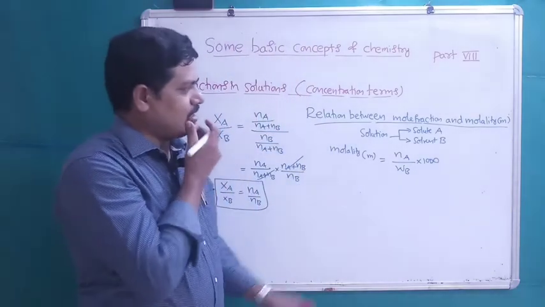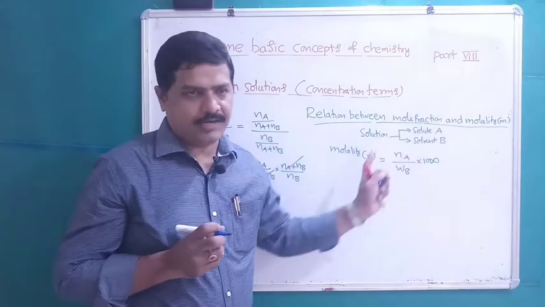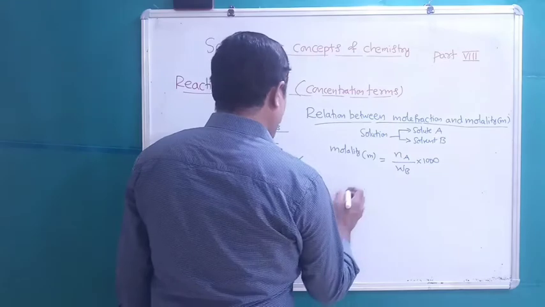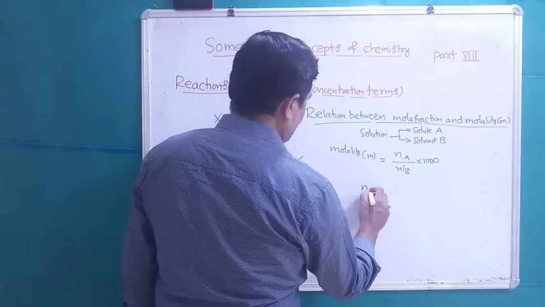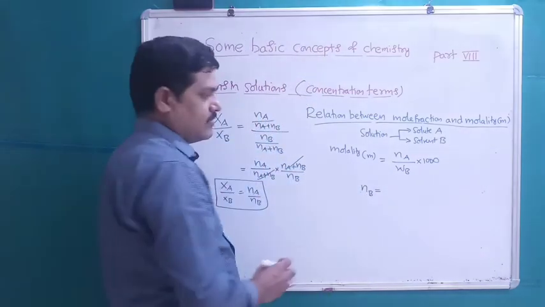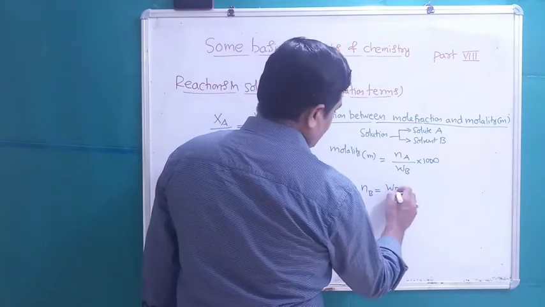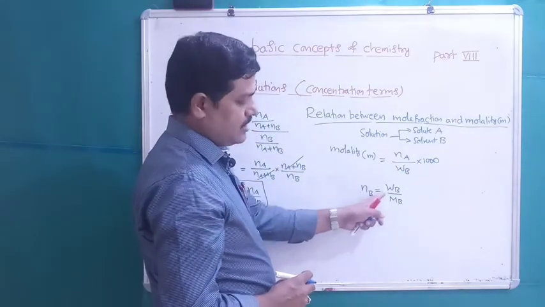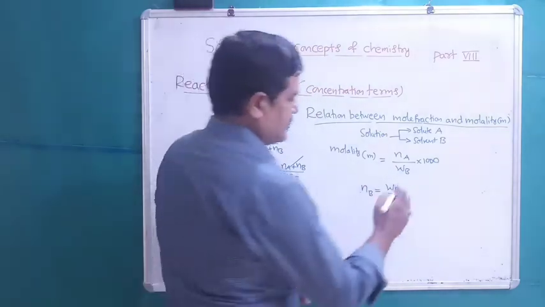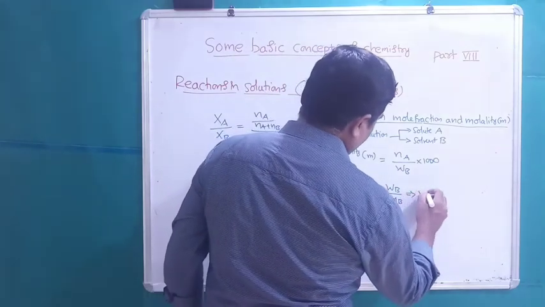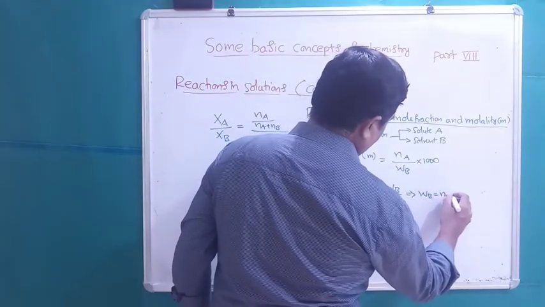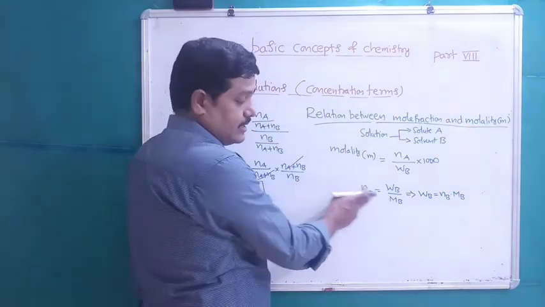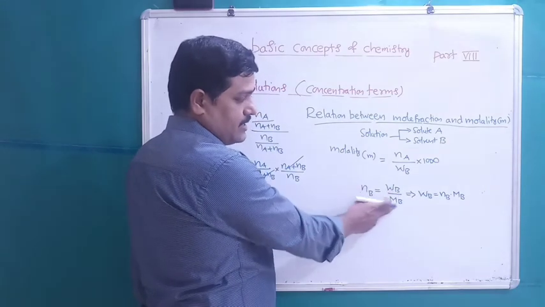Then we need the relation between mole fraction and molality. Then students, here for WB, take the number of moles of the B, which is equal to weight of the B divided by molecular weight of the B. Number of moles is equal to given weight divided by molecular weight. So this implies WB is equal to NB into MB, by transferring MB to this side.